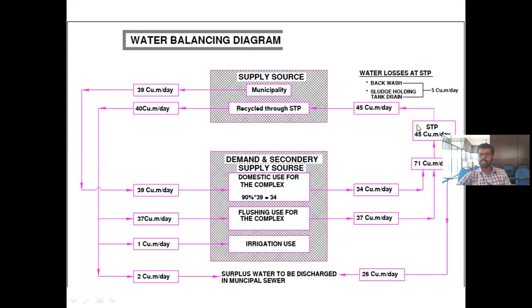Okay. So the STP capacity is 45. The treated water at the end of the sewage treatment plant will be almost 40 cubic meter per day. So 45 will be carried out here and 5 cubic meter per day will be lost from this 45. So this is the way that we are trying to balance it. Okay, water balancing. If there is some surplus water, that surplus water has to be discharged into the municipal sewers. So this is just a water balancing thing.